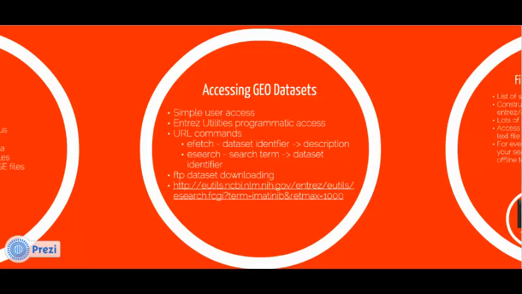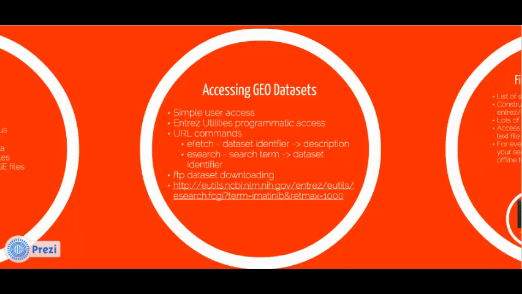There's simple user access, where you just go to the website, look at the data sets, download them, and look at the groups and the descriptions. Afterwards, there is the Entrez Utilities programmatic access API, which is just a set of URL commands. I mostly use eSearch and eFetch. With eFetch, if you have the dataset identifier number, you can do an eFetch in your URL, as seen at the bottom, except that's an eSearch. This will give you the description for the paper, the FTP download link, the type of platform, and the species, so it'll give you all the basic information in a nice text format.